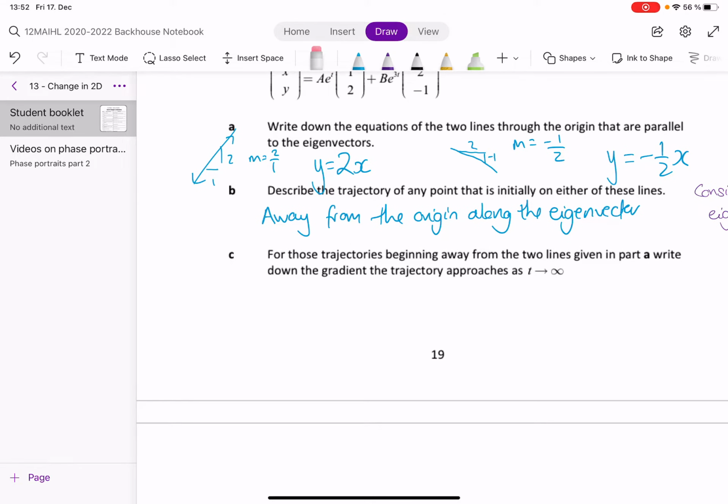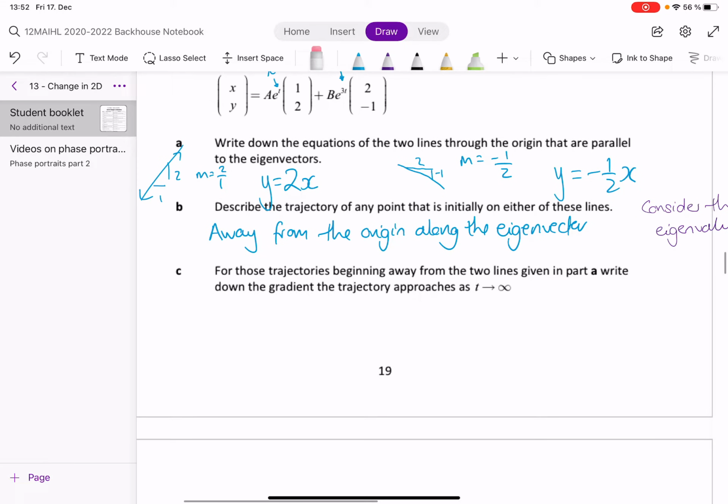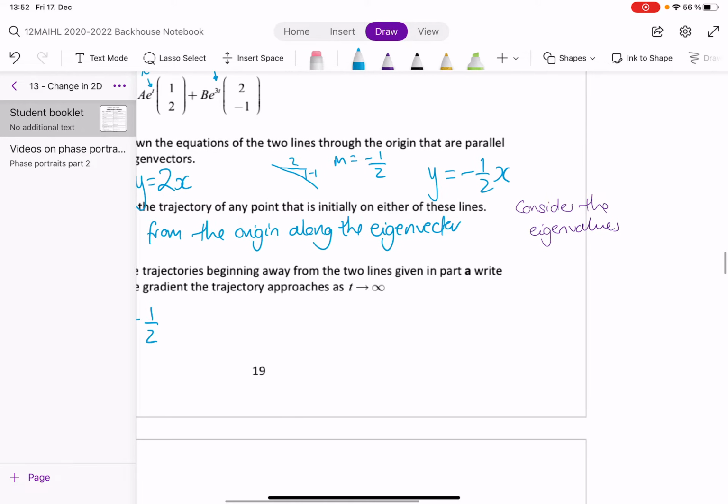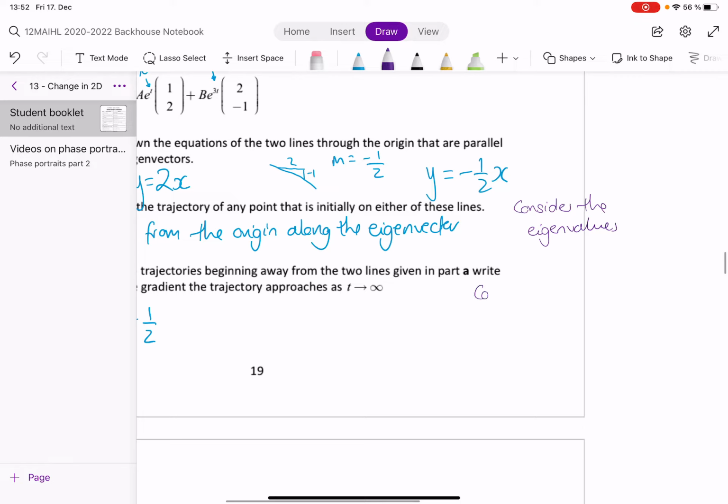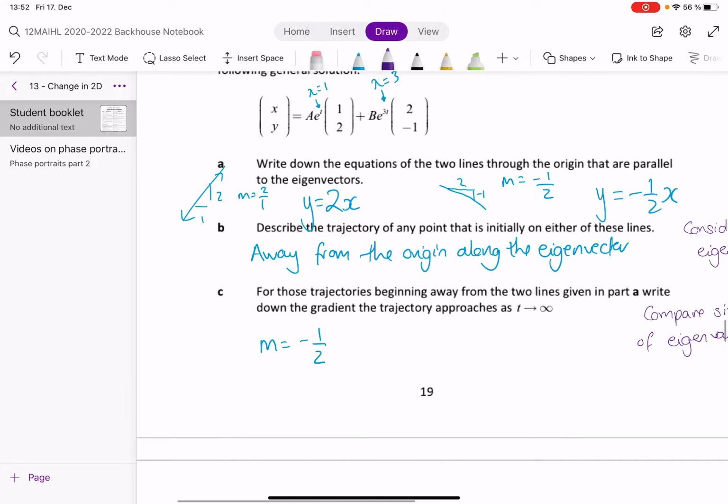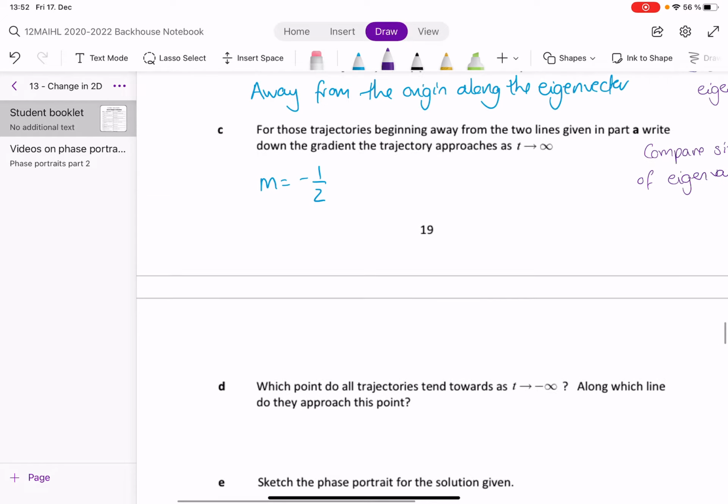Write down the gradient of the trajectory. So it's going to be this second gradient, which was m equals negative a half. Okay, and that comes from comparing the sizes of eigenvalues. So that larger, more positive eigenvalue is going to become more dominant. That's going to be the eigenvector that the trajectories are going to head towards.